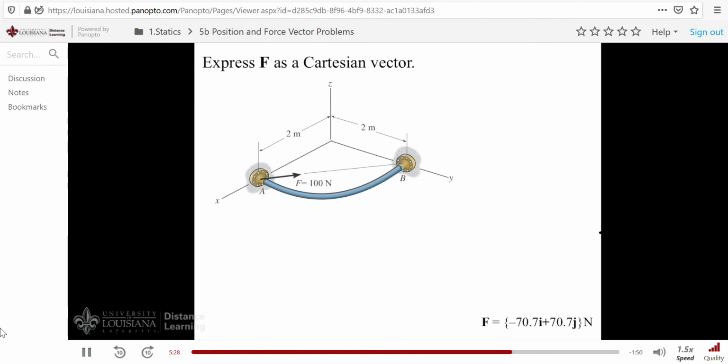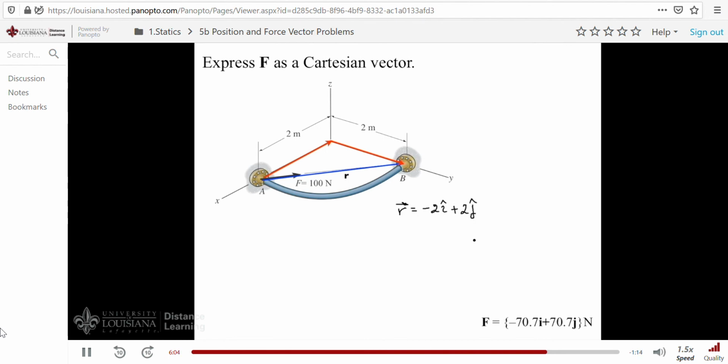Finally, we'll do this one. Here we want to express this force as a Cartesian vector. And so to do it, of course, the first step would be to produce a position vector going from A to B. How many components will it have? Well, it only has two, doesn't it? One along the x-axis and one along the y-axis. If I write it out, it becomes r equaling minus 2i, and of course, plus 2j.